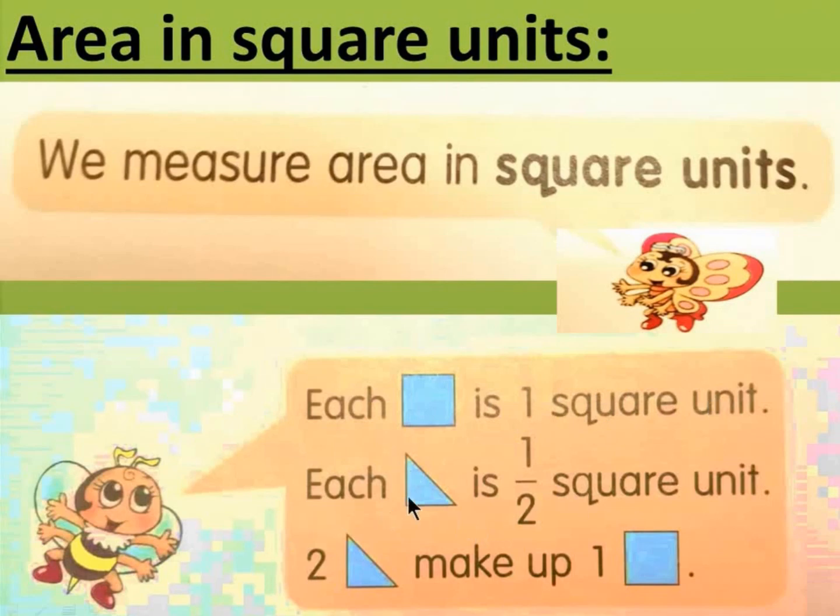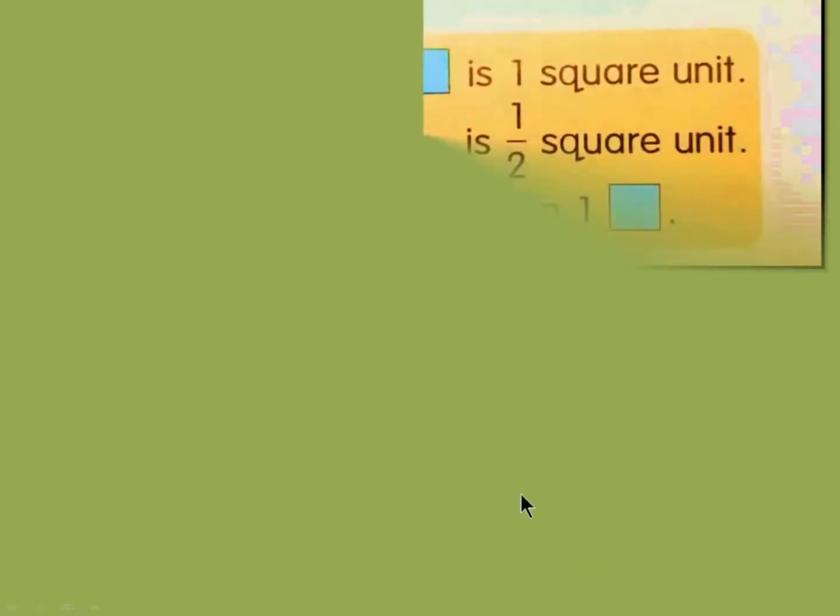But each triangle is a half square unit. How is it a half square unit? See, two triangles make up one square, which means this is half. This is a triangle, which means this is half of a square. When we join two triangles, see, half triangle is here. If we join one more half triangle here, then two triangles will make up one square. See how it will make up one square.